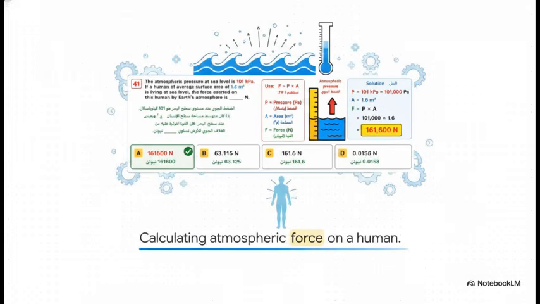Now, question 41 is pretty wild. Have you ever wondered how much force the actual atmosphere is pushing down on you right now? Standard atmospheric pressure is 101 kilopascals, which is 101,000 pascals. The average human has a surface area of about 1.6 square meters. Using our magic triangle, force equals pressure multiplied by area, so 101,000 times 1.6 equals a staggering 161,600 newtons of force constantly squeezing your body. Kind of crazy to think about.